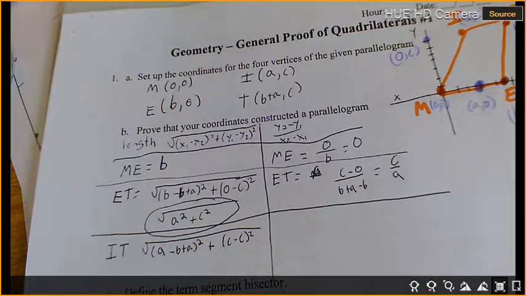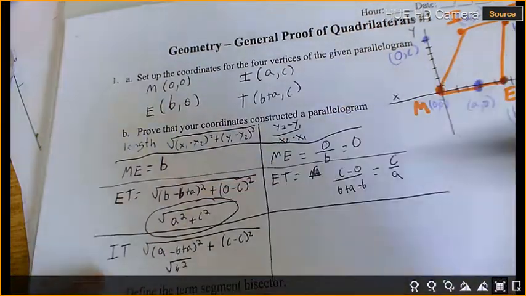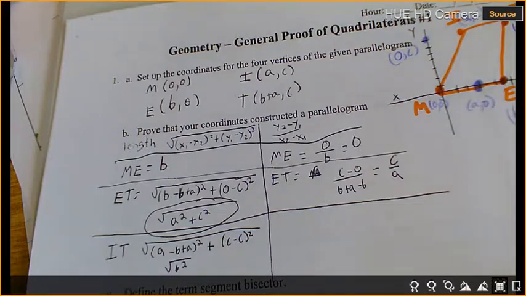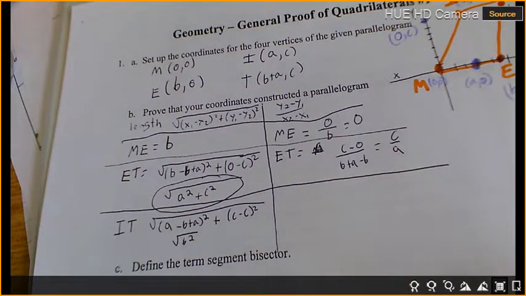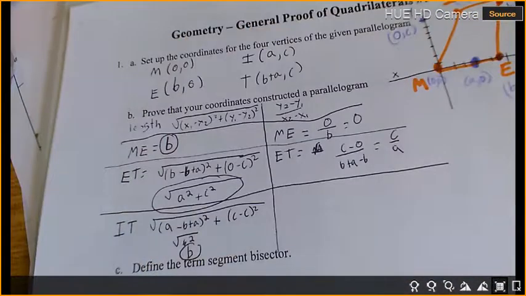What's a minus b plus a? B. Hold on, am I doing this right? I to T, I just end up with b squared, right? And then c minus c is 0. What's the square root of b squared? B. Look, they're the same. That's what I wanted.